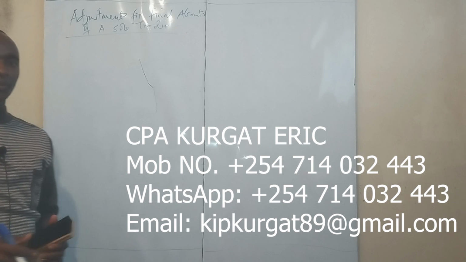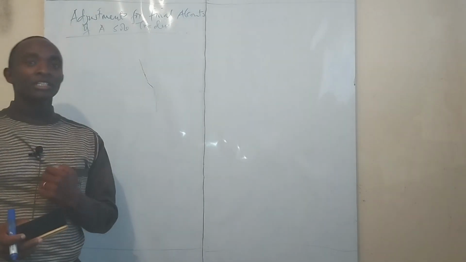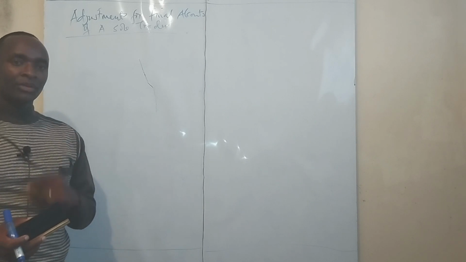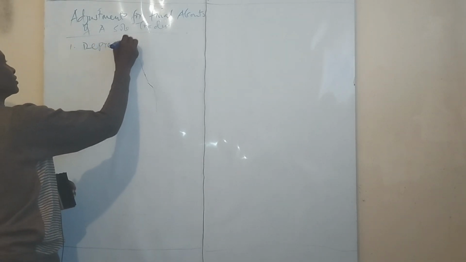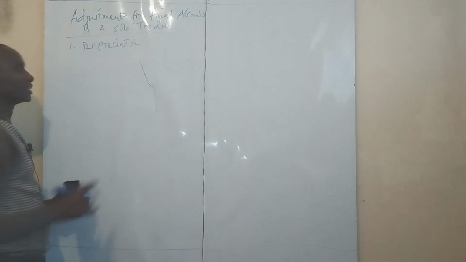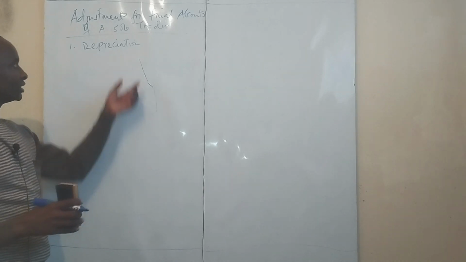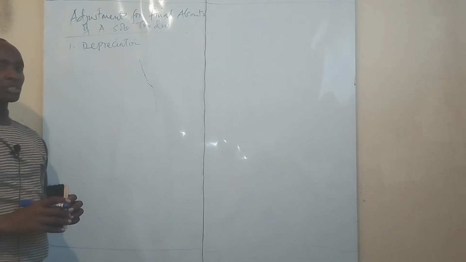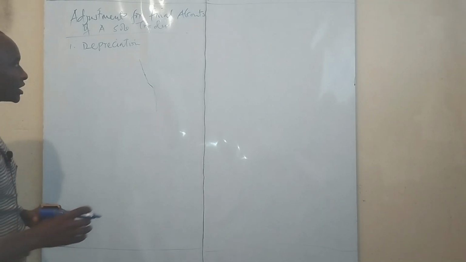Just a recap, we say that some of the adjustments of final accounts of a trader are depreciation. Number one was depreciation. Yes, we looked at depreciation. The link is attached below in the comment section. You will see our explanation on that other session that was talking about depreciation accounting.